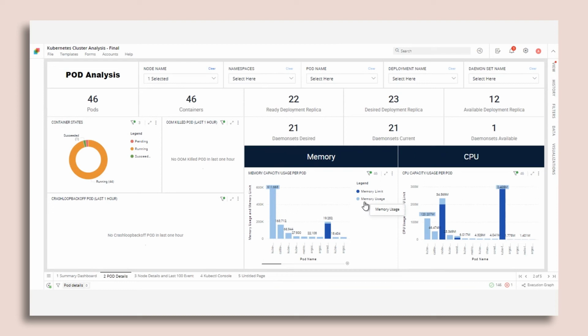We need to have limits set for any of the pods that we are running. Else, it would take up the resources of the cluster and can starve other containers as well. So these are the kind of metrics that would help you to optimize the cluster as well.